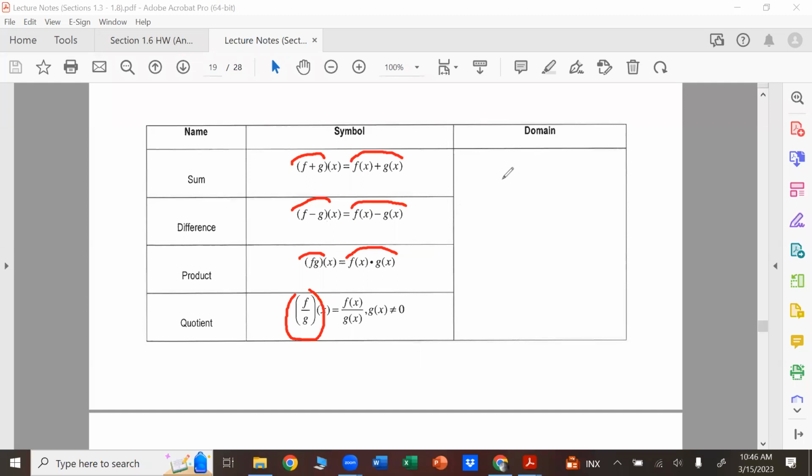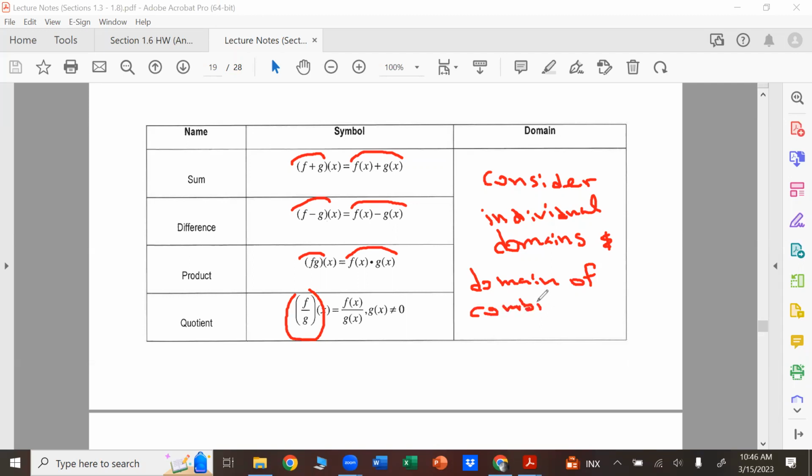So domain, I'm not sure what was really meant to be put in this box here, to be honest with you, but I would just say consider individual domains in domain of combination. So I would just say, you need to consider that. Questions?